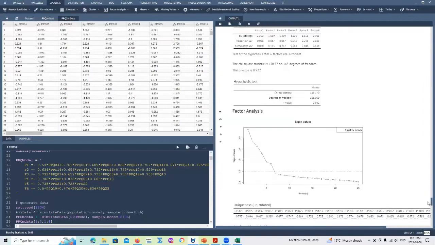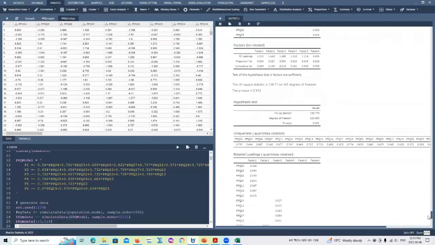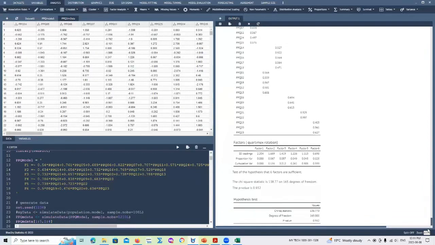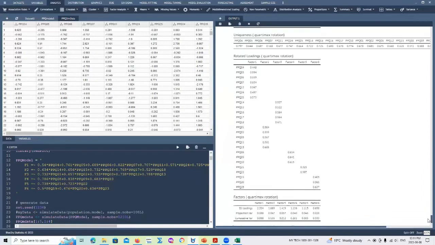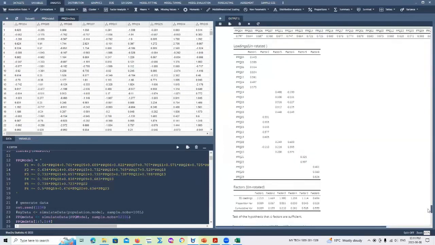So what about this method? Does it give any substantive difference? Maybe not in this case, 0.4, 0.59, 0.55.